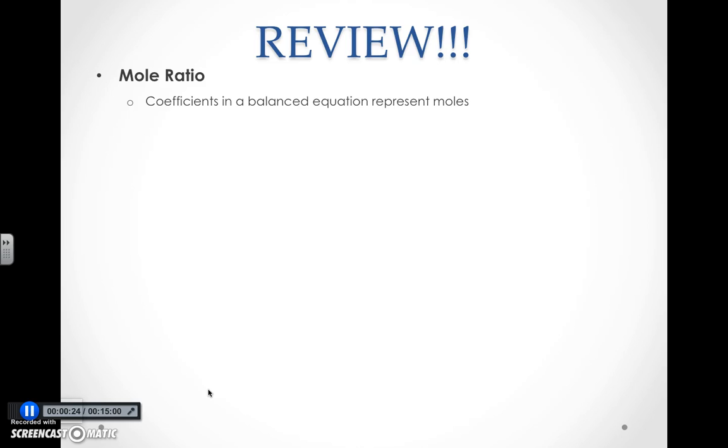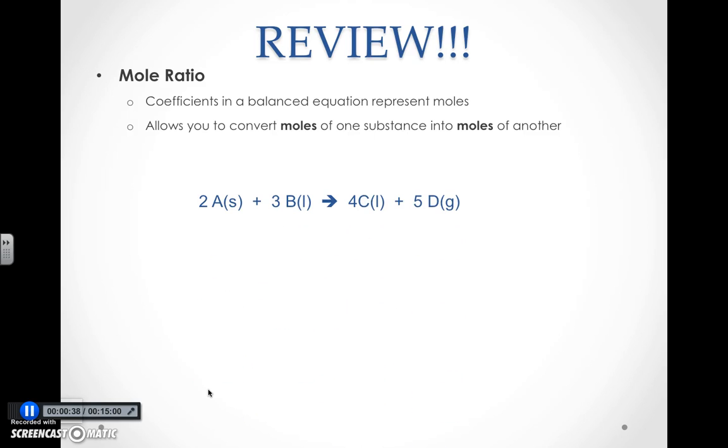Basically, the mole ratio tells us that the coefficients in a balanced equation can be represented as moles. This allows you to convert moles of one substance into moles of another. So, for example, in the following equation, where 2 moles of A react with 3 moles of B to yield 4 moles of C and 5 moles of D, you should be able, if given the number of moles of any of these reactants or products, to calculate the number of moles of any of the other reactants or products. Now, while you may be asked to do that on a quiz, this is not how things work in the lab because we can't measure moles.